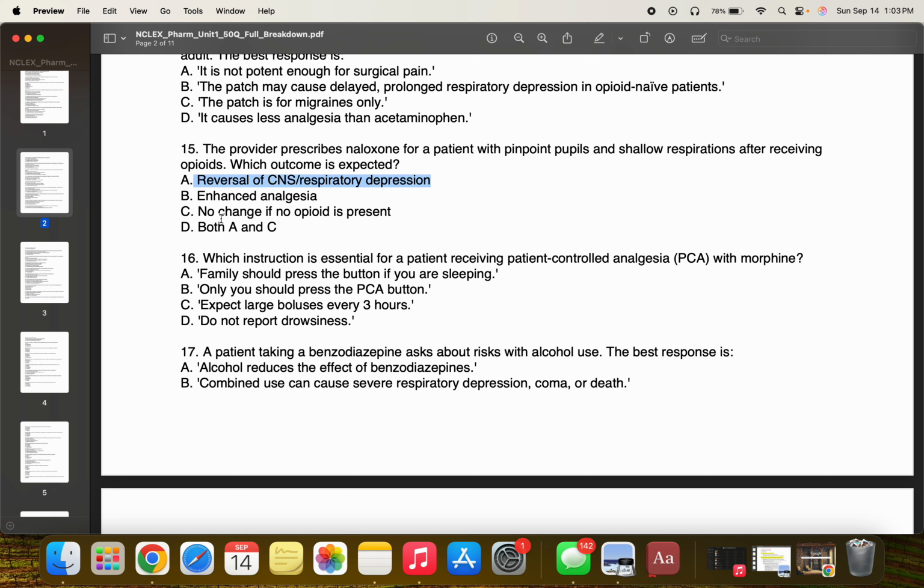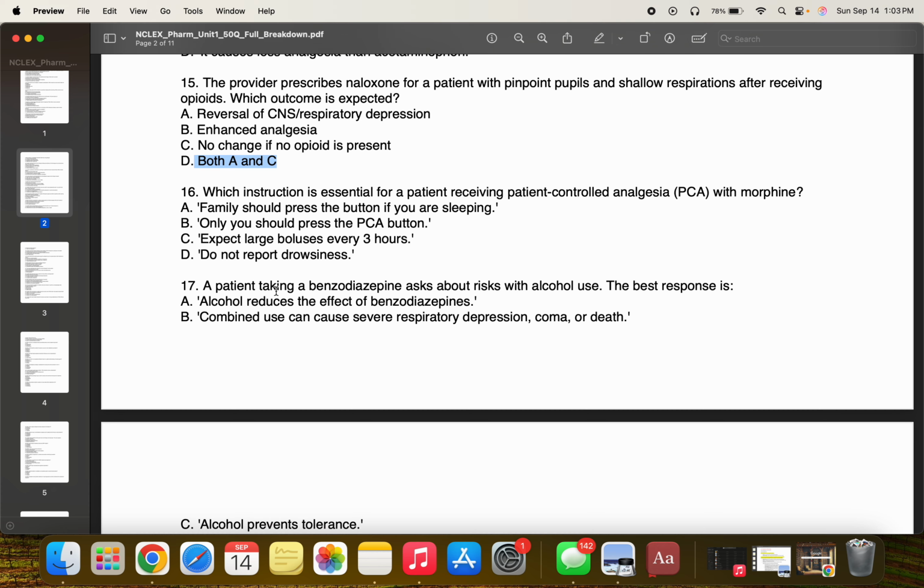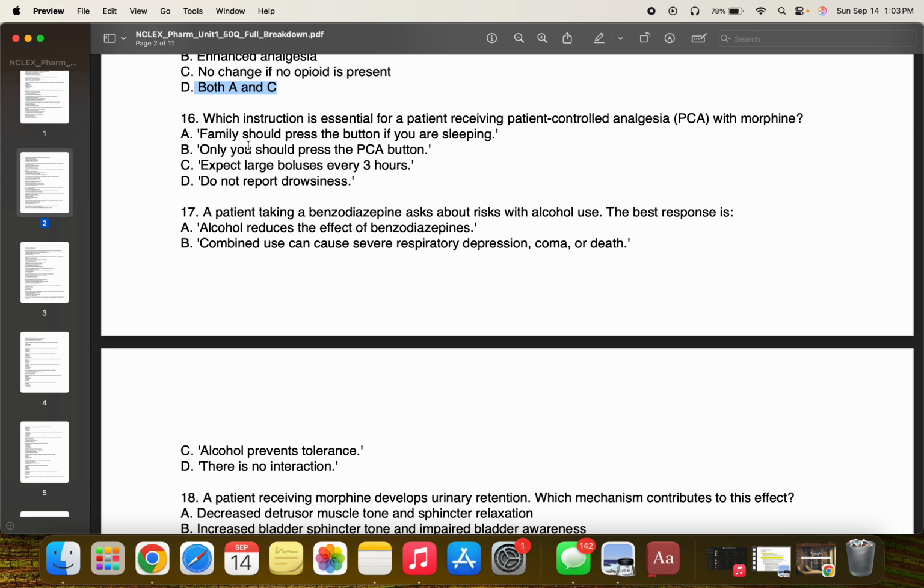Reversal of respiratory depression, no change if opioid is present. Your answer is both A and C. Because if you give naloxone to somebody who doesn't have an opioid, then nothing's going to happen. If you give it to somebody who does have an opioid, it's going to stop. If you give naloxone and an opioid at the same time, there will be no effect of the opioid.